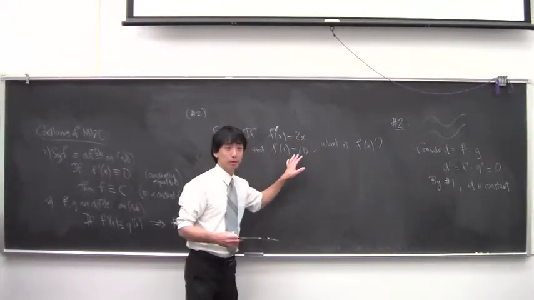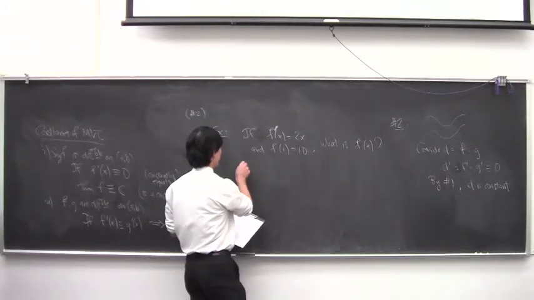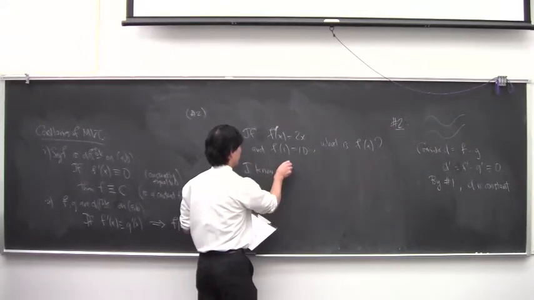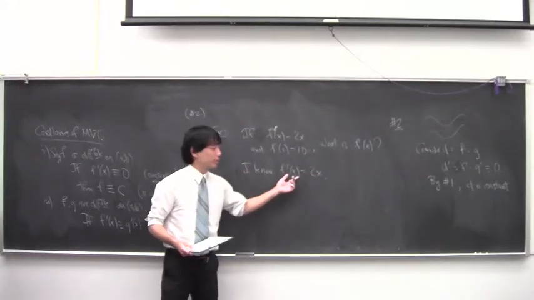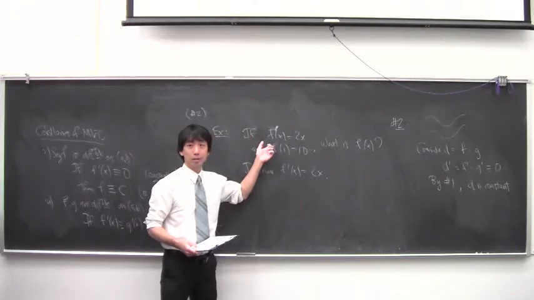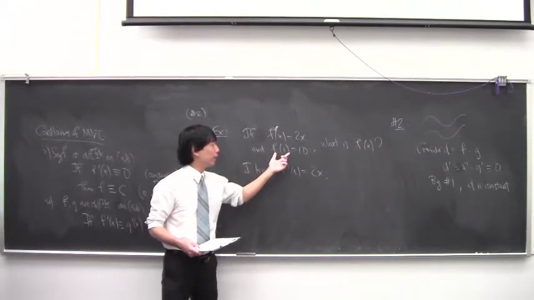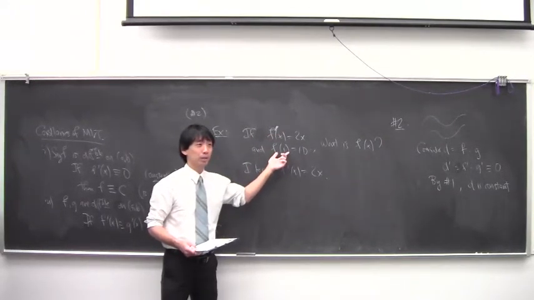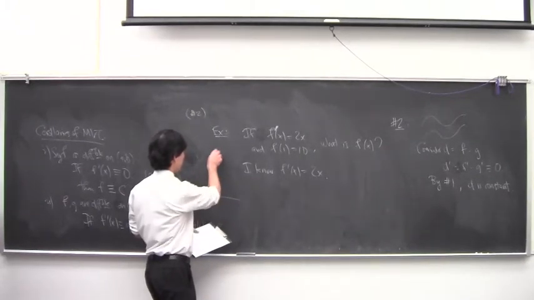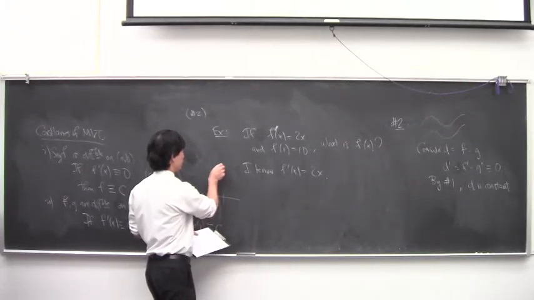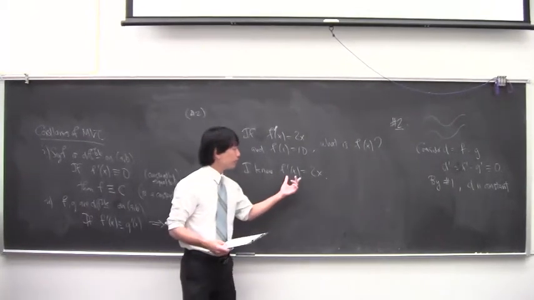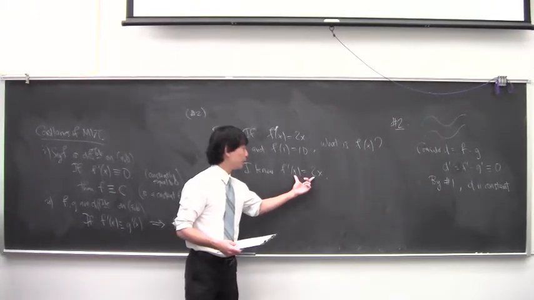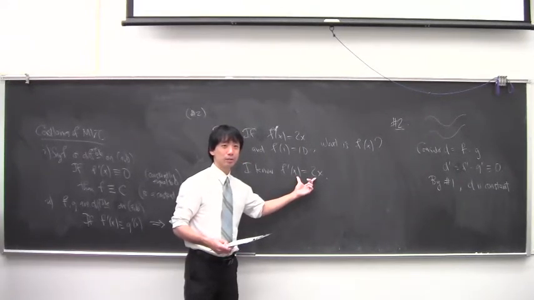But here's how you go about it. You'd say, okay, I know f prime of x equals 2x. I don't know this function. All I know are its derivative and a value at a point. So I know what its derivative looks like, and I also know that it passes through a particular point.